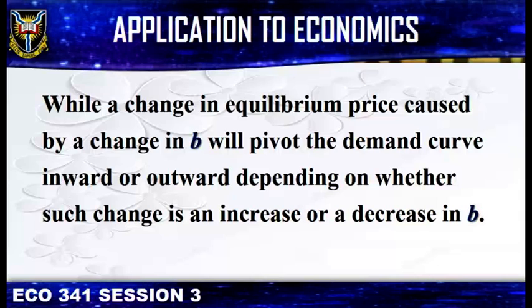We also know that C and D are parameters appearing in the supply equation. Hence, a change in equilibrium price caused by changes in any of the two will affect the supply curve only. Since C is an exogenous parameter, a change in equilibrium price with respect to C will shift the supply curve parallel to itself, while a change in equilibrium price as a result of changes in D will pivot the supply curve inwards or outwards depending on whether such a change is an increase or decrease in D.